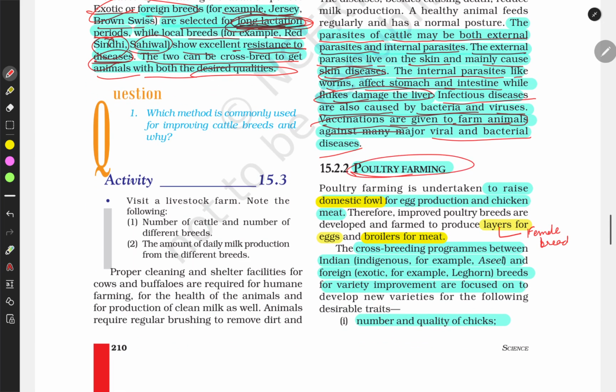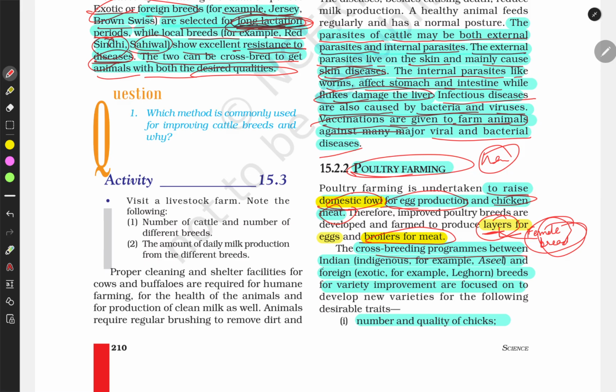Poultry farming. What is poultry farming? Like hen farming. The raising of domestic fowls either for egg production, or for chicken production for meat. So there are two types of chickens. One is called layers, because they lay eggs. They are raised for eggs. And the second is broilers, and they are used for the meat.